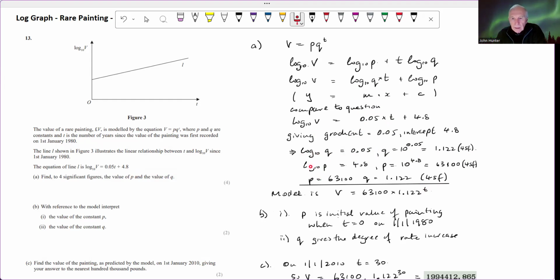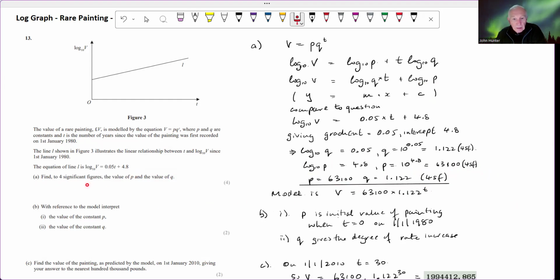And similarly, the intercept here, which is 4.8, means that log base 10 of p is 4.8. And therefore p is 10 to the power of 4.8 equals 63,100. That's to 4 significant figures. That one there is a significant figure as well as the others. Okay, so that's what we have there for p and q.